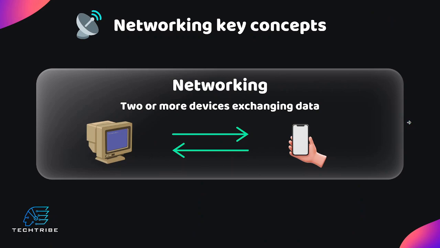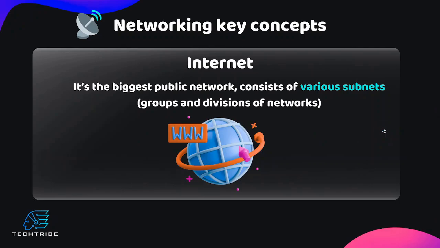But we're talking about networks in this video, right? And what is a network? When we're talking about this concept, the idea of a network is to simply have at least 2 devices communicating. So that's simply it. Networking is 2 or more devices exchanging data. The internet is the biggest public network of our planet, and it consists of various smaller groups and divisions of networks, and these divisions and groups are called subnets.